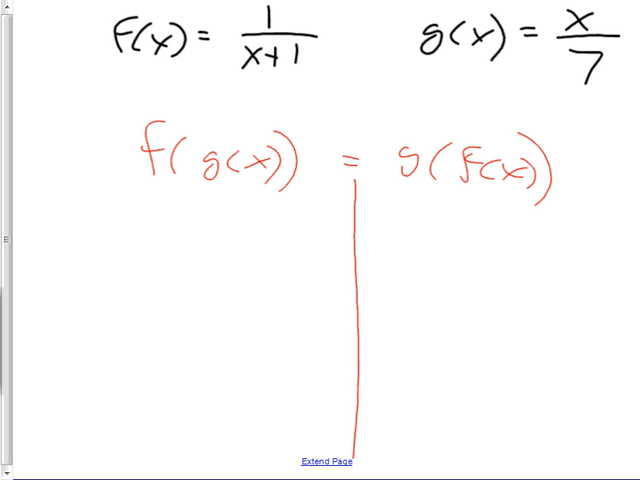I'm going to stick the g into the f. That means this guy goes into here. So I make him with an empty stomach: 1 over empty spot plus 1. Drop in x over 7.